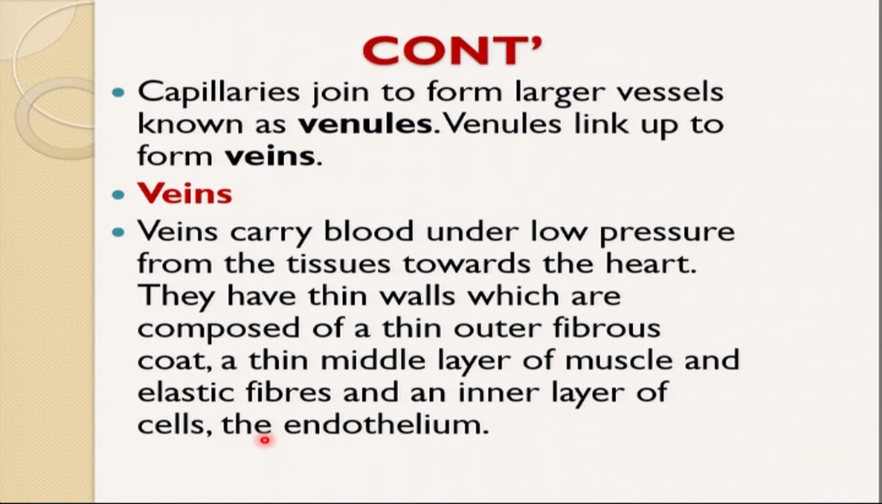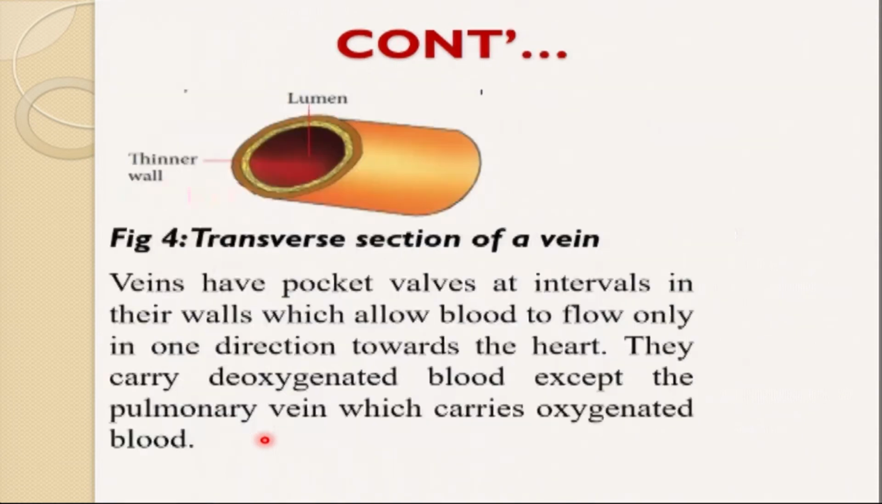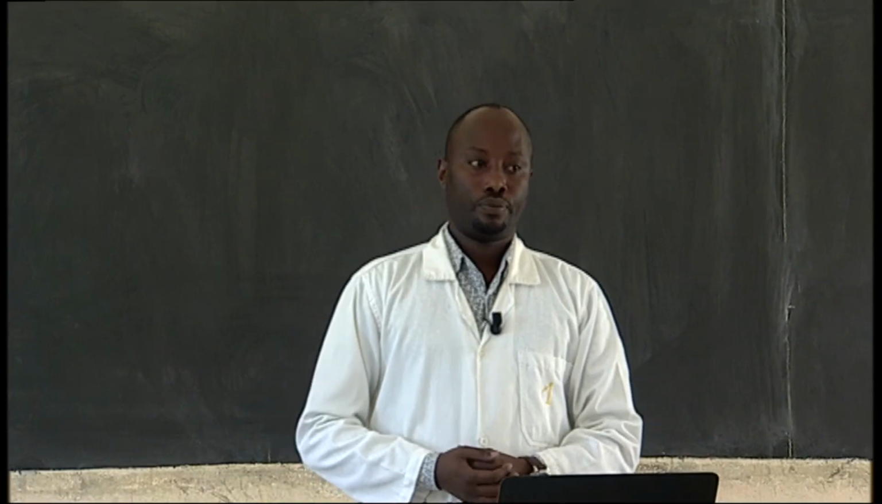They have thin walls, which are composed of a thin outer fibrous coat, a thin mid layer of muscles and elastic fibers, and the inner layer of cells which are called endothelium. Let's have a transverse section of the vein. You compare the lumen of the vein and compare the lumen of the artery. They are totally different, and they differ in terms of their lumen.